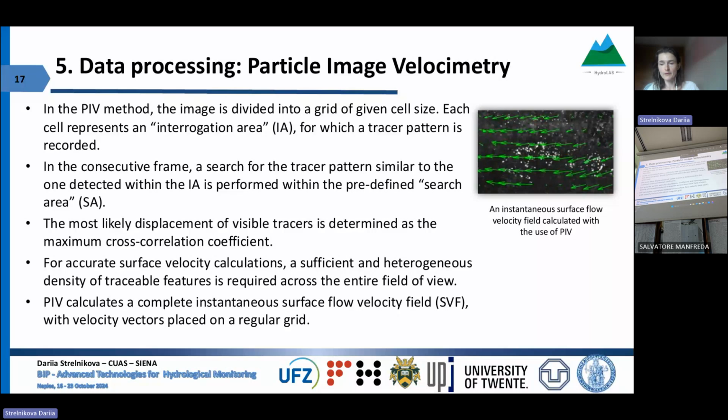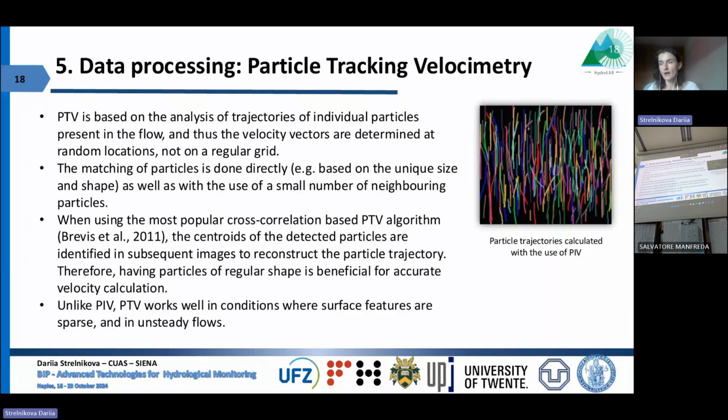So we have a regular grid of vectors for the whole area of interest. So everything that we do not mask out gets divided into these grids, and we get vectors for each cell in this grid. Then there is the particle tracking velocimetry method, which works in a different way, because here individual particles are being followed and not the groups of particles on a regular grid. Because of that, since particles are located in random locations, the velocity vectors are also calculated at these random locations and not on a regular grid.